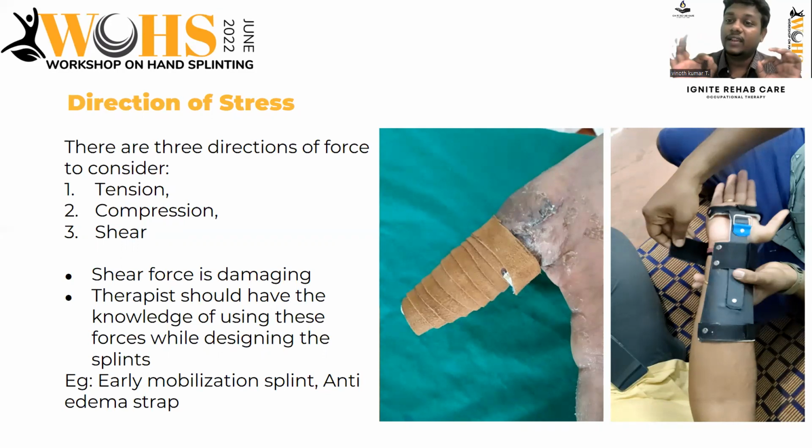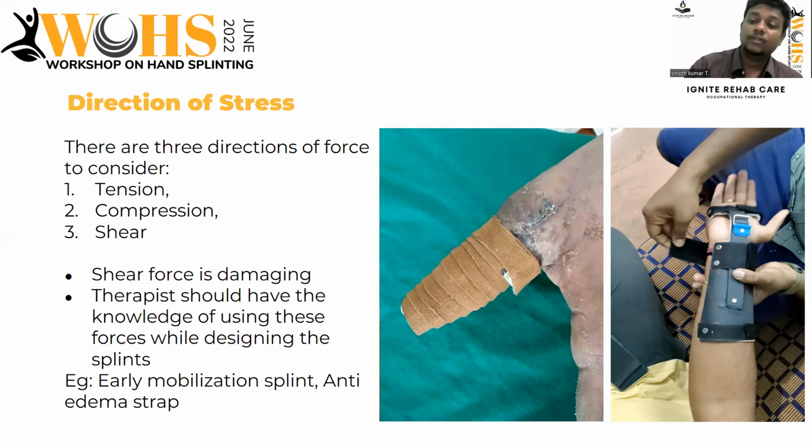The shear force is very negative, and it will damage the skin structures, especially in the acute area. Even the other forces, if not given at the right amount, will lead to problems. So therapists should have the knowledge of using these forces while designing the splint, especially when planning to make early mobilization splints or preventive splints. You should consider what type of force the splint is providing. Is there any shear force? Is there any structure which is shearing over the joint?